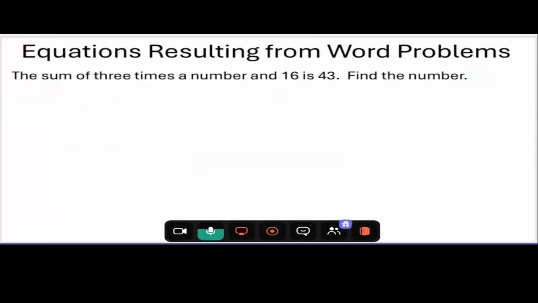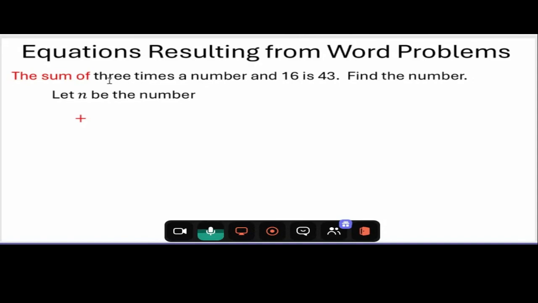Sum of 3 times a number and 16 is 43. The sum of, okay, so let's let n be the number that we're trying to find. There's organizing our thinking. Now let's read this sentence. The sum of, stop right there. What does the sum of mean? That means some things are going to be added, right? So there's a plus sign because it's telling us that there are some things that are going to be added together. What are the things that are added together?